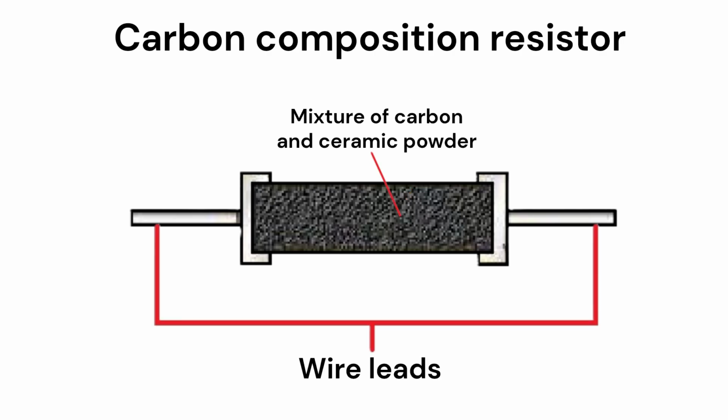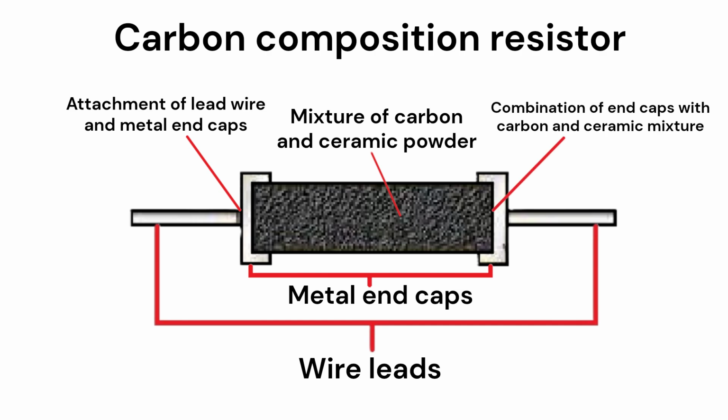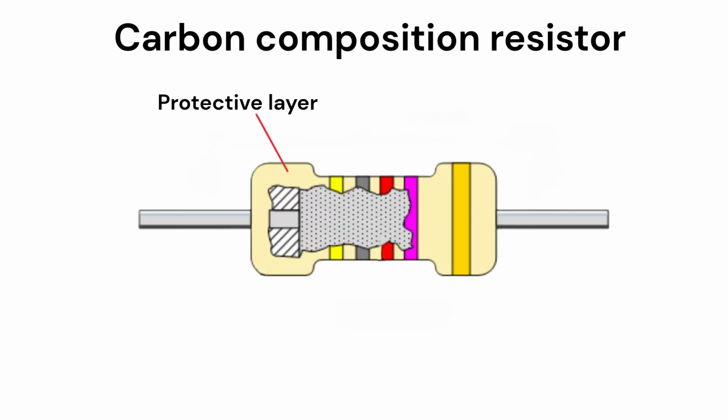And the wirelets are metal end caps to which the lead wires are attached. Then they are connected to the ends of the resistive element, which is a mixture of carbon and ceramic here. Then it is coated with a protective or insulating layer and painted for color coding of its value.